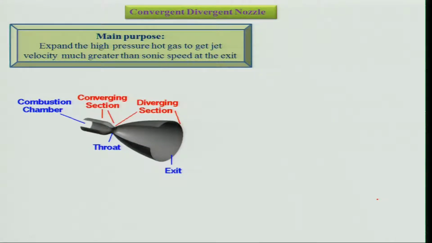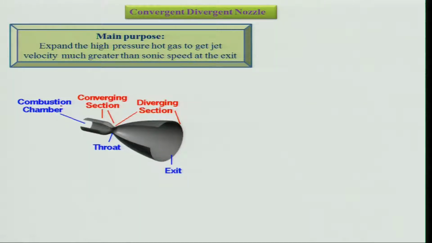As I have already mentioned, the main purpose of a nozzle is to expand high pressure hot gas to have a high jet velocity, much greater than the sonic speed at the exit of a convergent nozzle. Therefore, we need to go for a convergent divergent nozzle. A typical convergent divergent nozzle is shown here, having a convergent section, a throat section, and a divergent section.